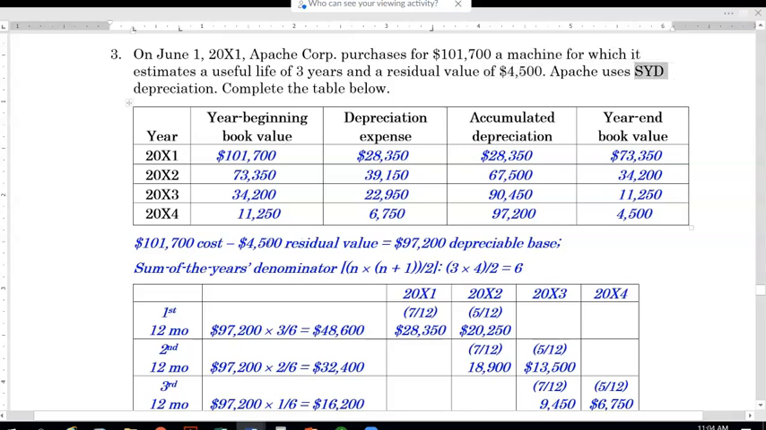Okay, so in order to do SYD, the very first thing that you always do for every type of depreciation besides double declining is you say, okay, my original cost, whatever it is, minus residual value, which is estimated, gives you the depreciable base. As long as you have that, then everything is fine. Then, next step, you calculate your denominator, which is 3 years. So your 3 years denominator ends up to be number 6. That's what you're going to use.